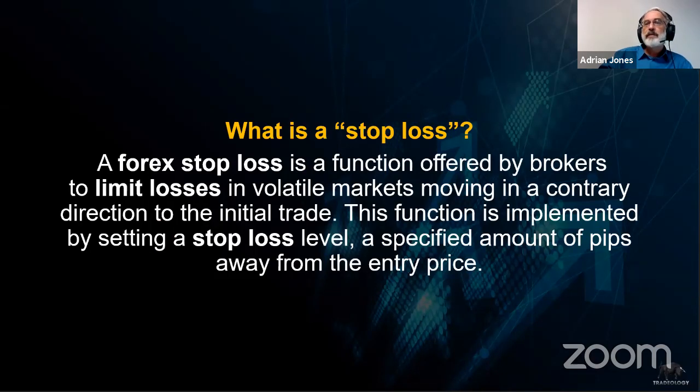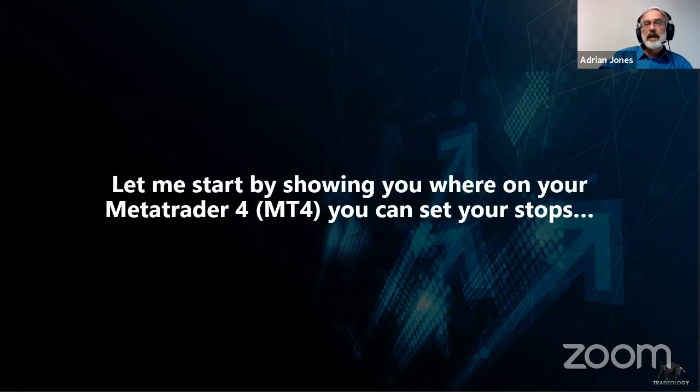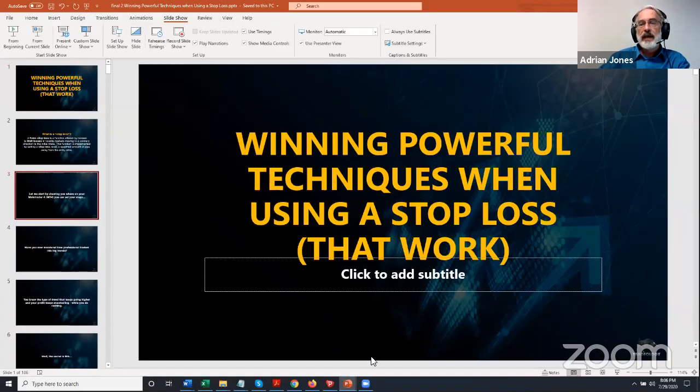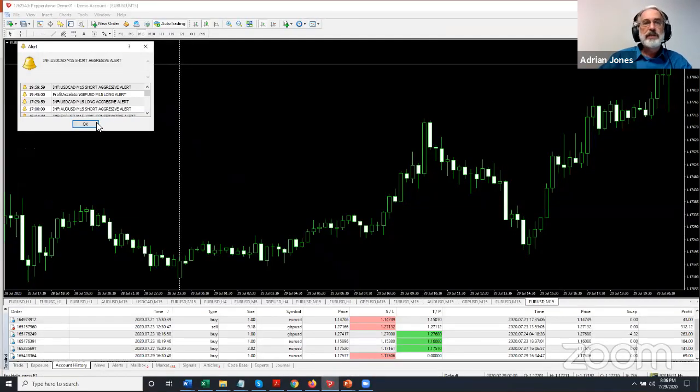Now, what is a stop loss firstly? Well, a forex stop loss is a function offered by brokers, a very technical term here, but a function offered by brokers to limit losses in volatile markets moving in a contrary direction to the initial sale or trade. The function is implemented by setting a stop loss level a specific amount of pips away from the entry price. So don't worry, I'll get to show you that just now. And I think by starting, I just want to show you on the actual MetaTrader 4 platform, which the majority of traders use, where it is that you set your stops. And then I'll get back to the rest of my presentation.